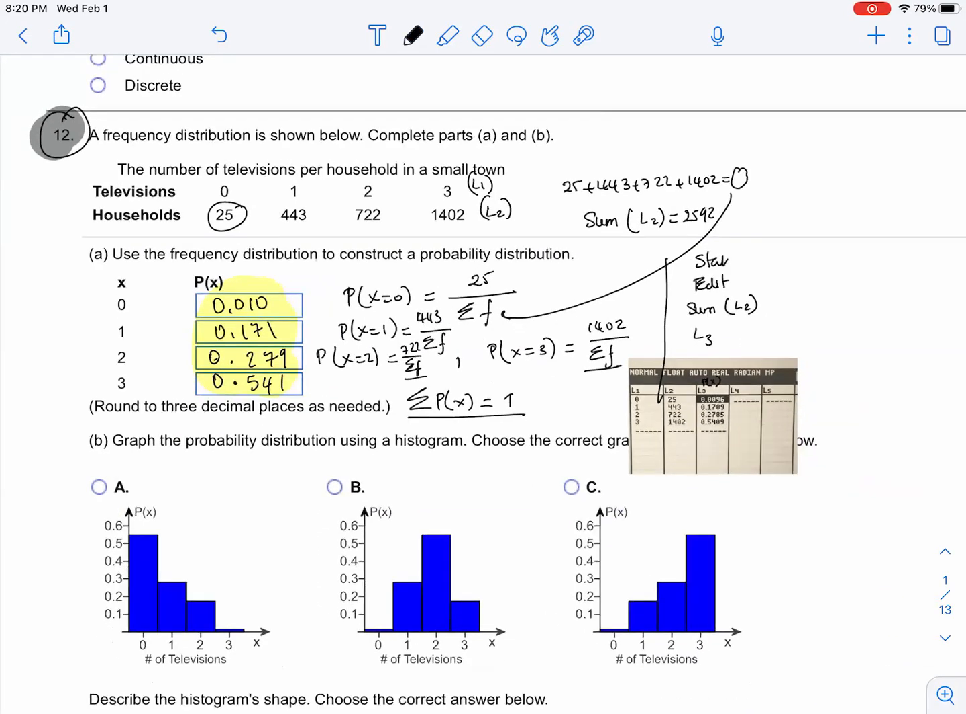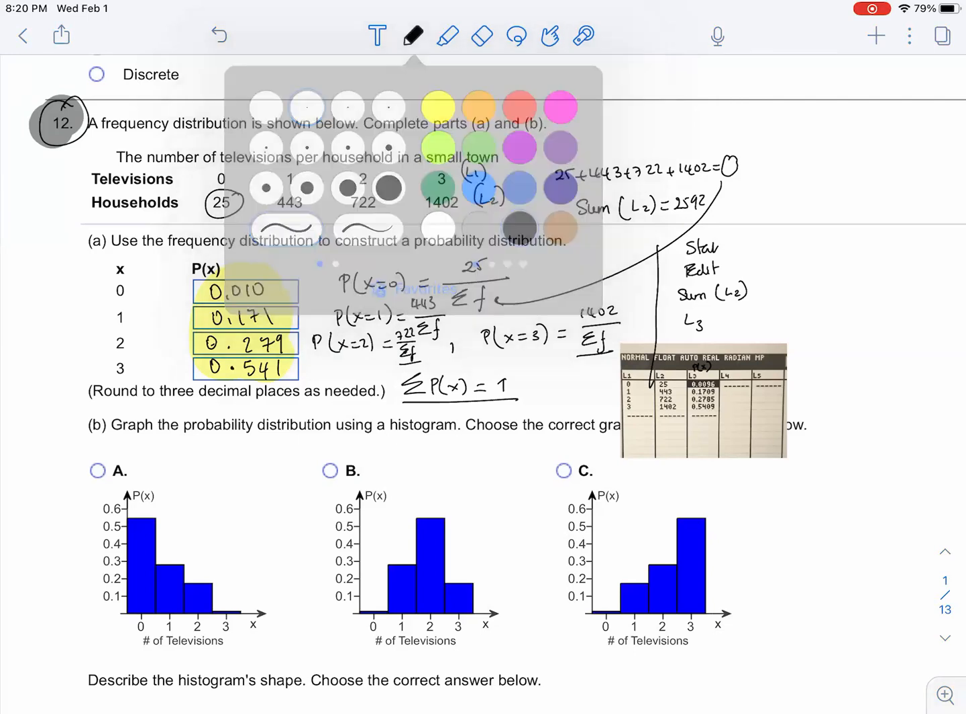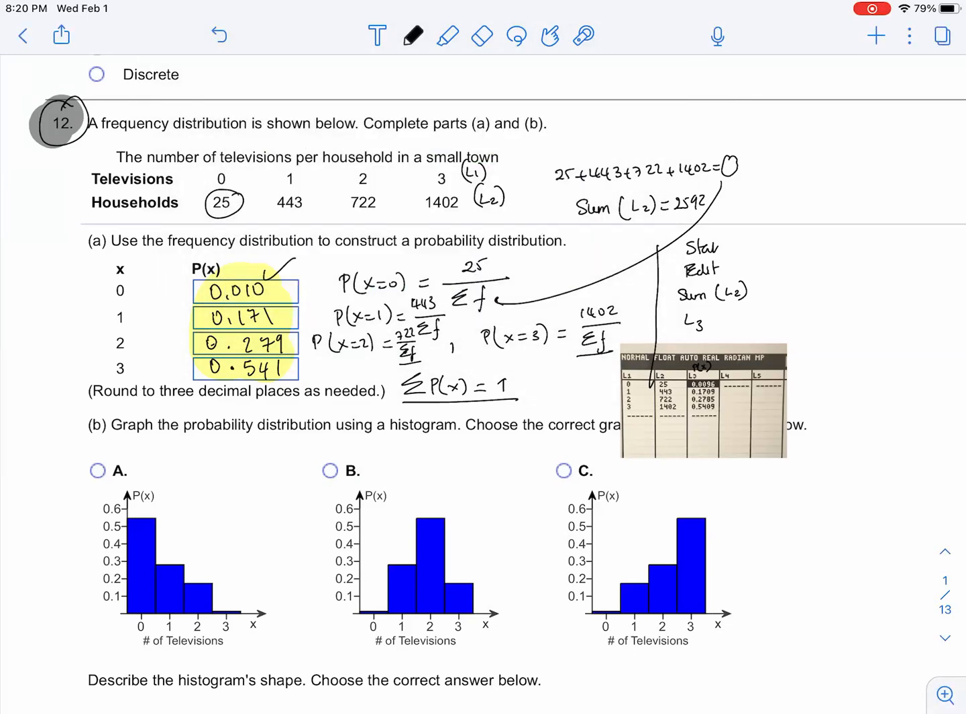Now it says graph the probability distribution using a histogram. So I'm literally just going to look to see which one matches the data I have here. So my 0 should be 0.010. This doesn't work. All right. 0.010, my 1 should be 0.171. So it seems like this is the only one that works, because see, this is at 0.171. This is close to what? 0.279. And finally, this is close to 0.541. Everything else doesn't work. So the right choice should be C.